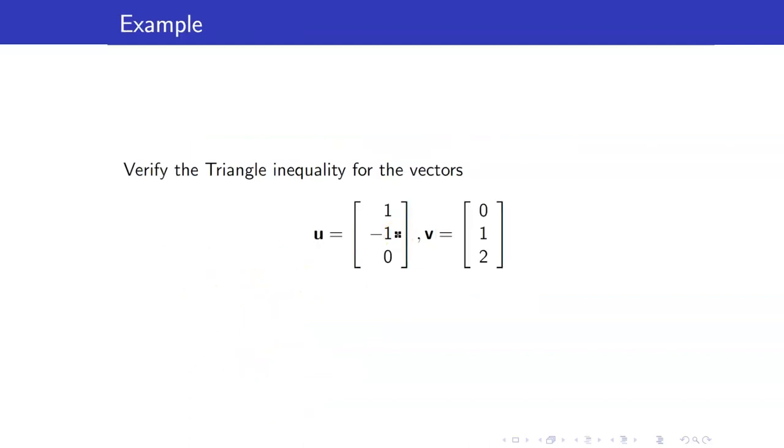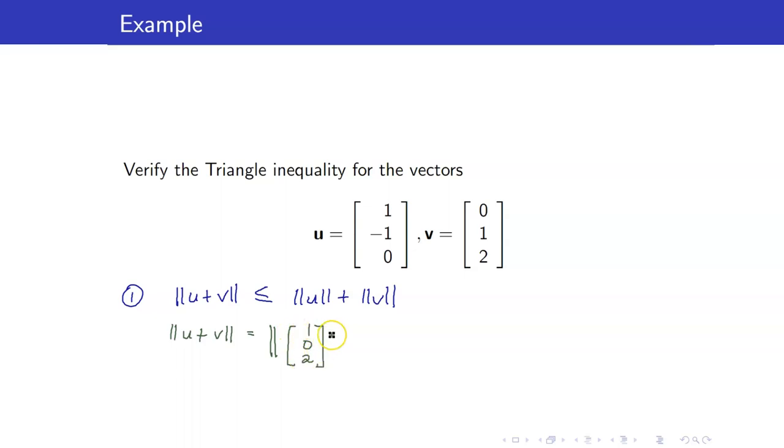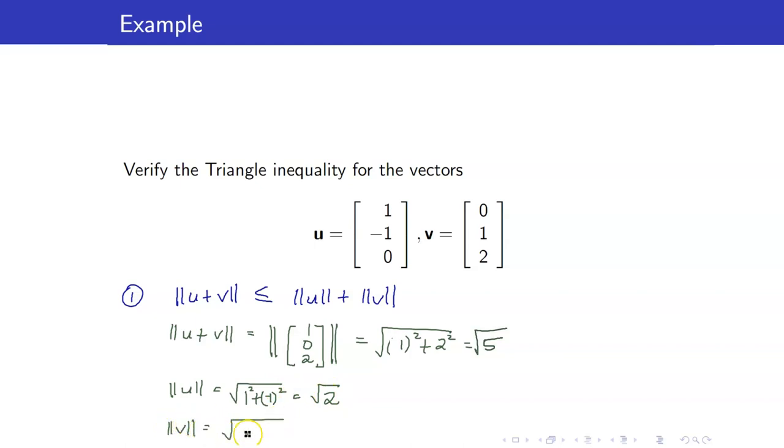Let us verify the triangle inequality for these two vectors here. So for the first one, let's compute the length of u plus v. This is the length of the vector 1, 0, 2. This is my u plus v, so therefore that length is the square root of 1 squared plus 2 squared, so that is equal to square root of 5. And for norm of u, that's equal to square root of 1 squared plus 1 squared plus negative 1 squared, so that's square root of 3. The norm of v is square root of 1 squared plus 2 squared, so that is square root of 5. So hence here, the norm of u plus v is square root of 5. Is it less than or equal to square root of 3 plus square root of 5? Yes. I will leave it up to you as an exercise to verify the triangle inequality for distances for these two vectors.